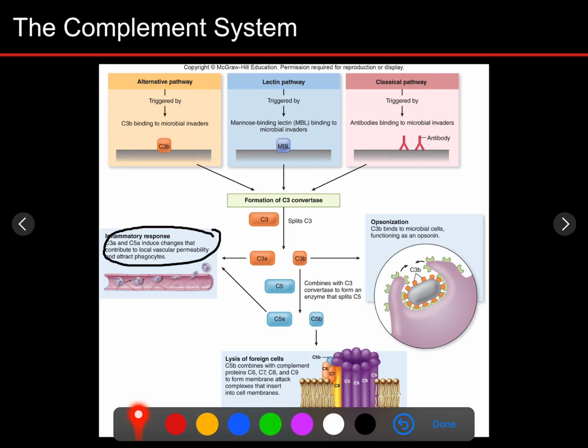C3b, on the other hand, embeds or sticks to bacterial cells. And it acts as what's called an opsonizing agent or opsonin. What an opsonin does is it stimulates phagocytosis. So you have some cells, dendritic cells and macrophages, that are sentinel cells, which, if they recognize a bacterial cell or a virus through their toll-like receptors, can just phagocytize them.